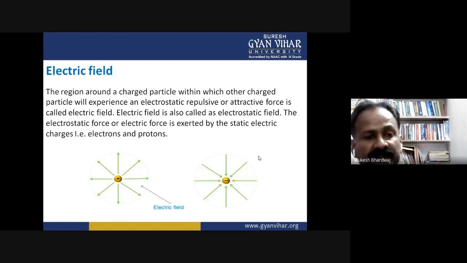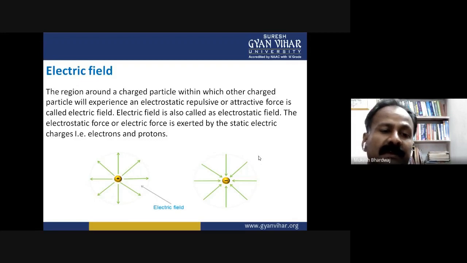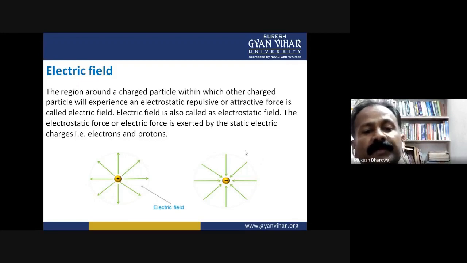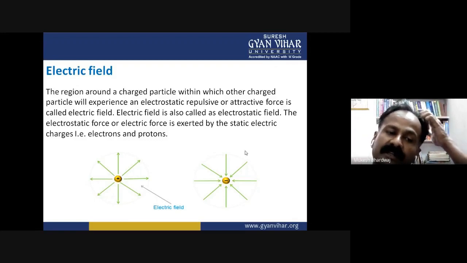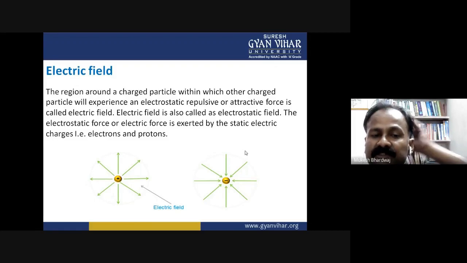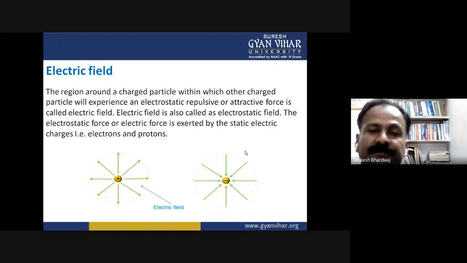Now, points of dissimilarity. While the gravitational forces are always attractive in nature, the electrostatic force may be attractive or repulsive. While the gravitational force does not depend upon the medium, the electrostatic force definitely depends upon the medium. Electrostatic forces are extremely large as compared to the gravitational force. The fact that electrostatic forces are much stronger than the gravitational force is clearly revealed from some illustrations which we'll see later on.